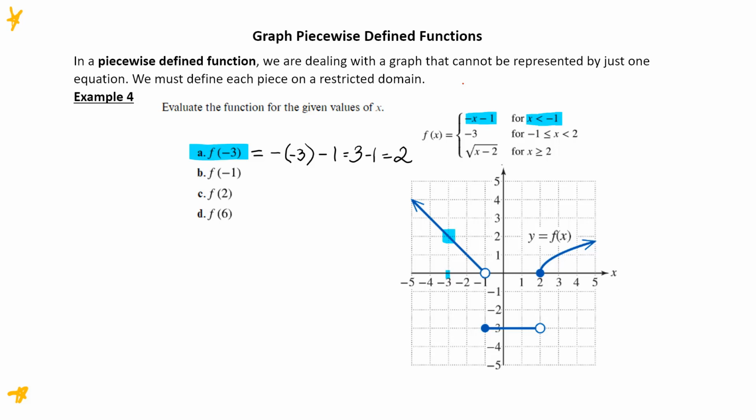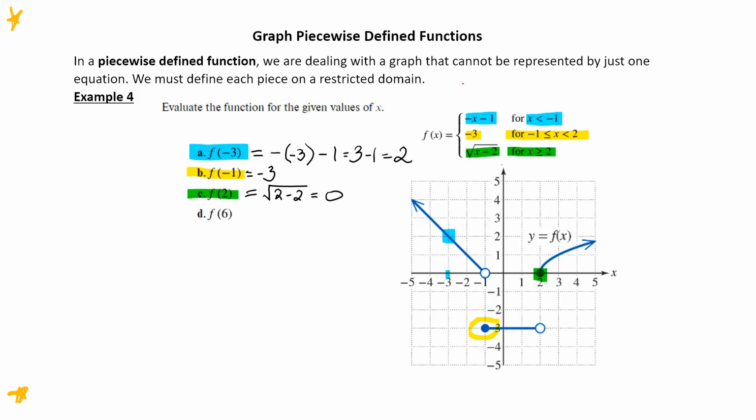F of negative 1 happens when x is between negative 1 and 2. And so that always has the value f of x equals negative 3. It's always negative 3 in that interval. And so there it is right there, negative 1, negative 3. And then when we're finding f of 2, we're talking about this part of the function, when x is greater than or equal to 2. And when that happens, the function has the value square root of x minus 2. So that equals the square root of 2 minus 2, which is the square root of 0, which is 0. And you can see the point right there.